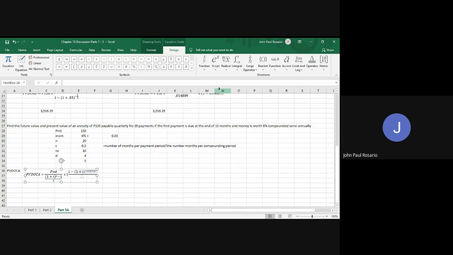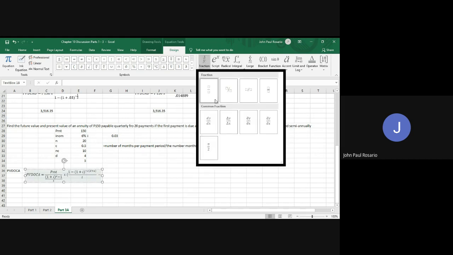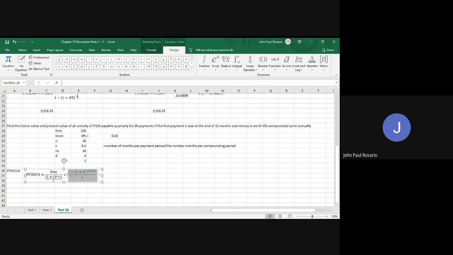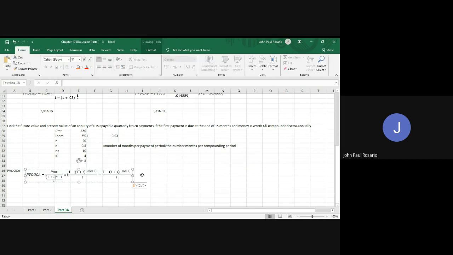Okay, and then over I, and then we deduct from this one the fraction, present value of C times D. Okay, so we can just copy this one. We'll close that in parentheses. Okay, so C times D. So this is your formula.